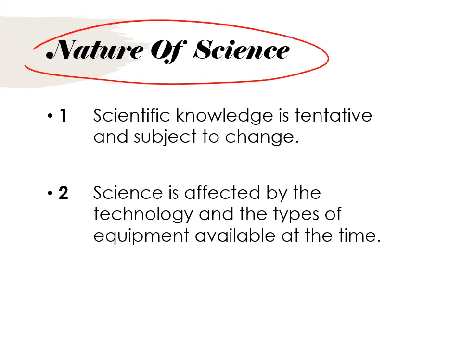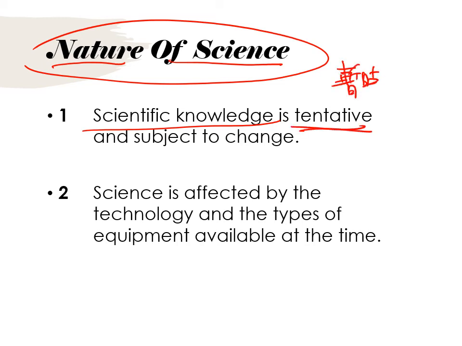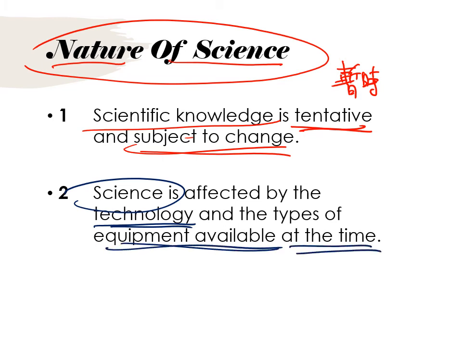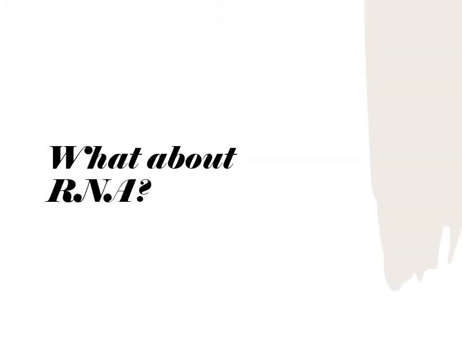After knowing this structure and discovery of the DNA, what do you know? You know about the nature of science. That means all science knowledge is actually tentative, and subject to change. So scientists at the beginning didn't know about DNA, but as time goes on, they have more discoveries and a better idea of DNA. Also, science is affected by the technology and equipment available at that time. When times go on, you have better technology and better discoveries. So you learned so much about DNA.